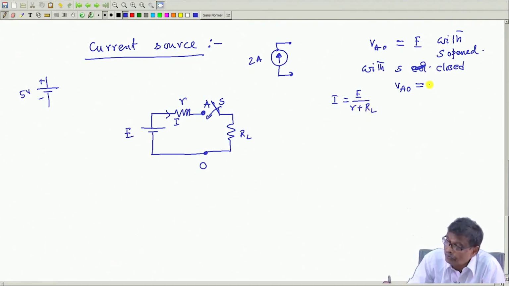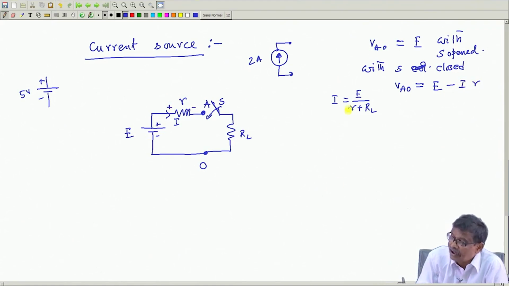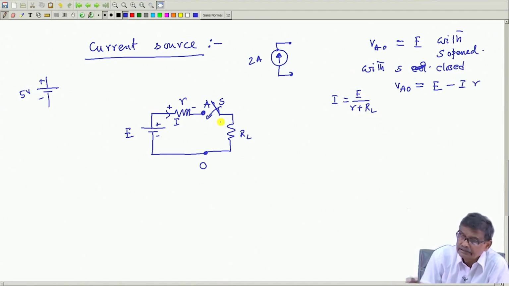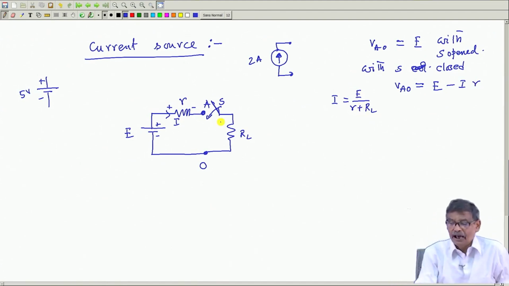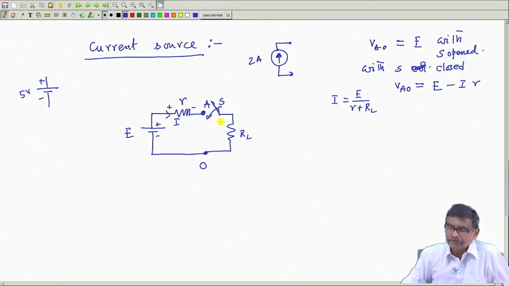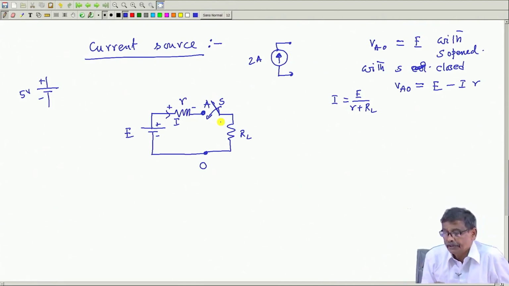and VAO will be nothing but E from this to this, plus from this to this, minus Ir, and I value is this. So, that will be slightly less, as I told you. So, I have to bring the idea of a current source, you can think in this way.